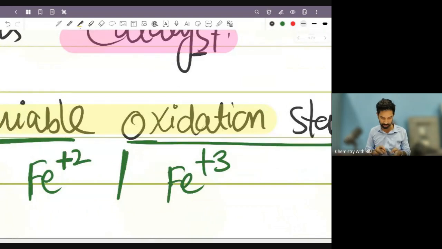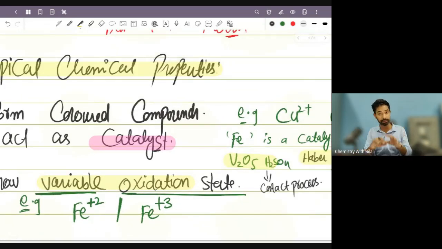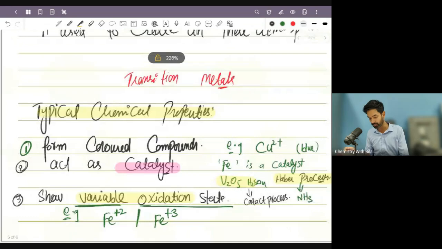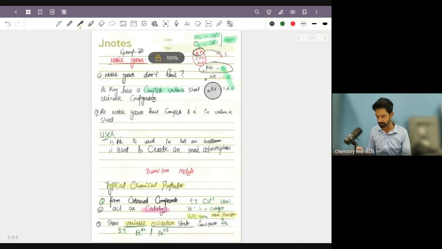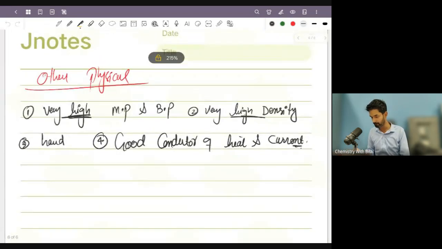is very unlikely in group 1 or group 2 elements, because group 1 elements only form +1 charge and group 2 elements can only form +2 charge. But it is only the transition elements which can form different charges. The same element can form +1, +2, +3. So these three: colored compounds, act as catalysts, and show variable oxidation states. Make sense, everyone? Yes, Iman?